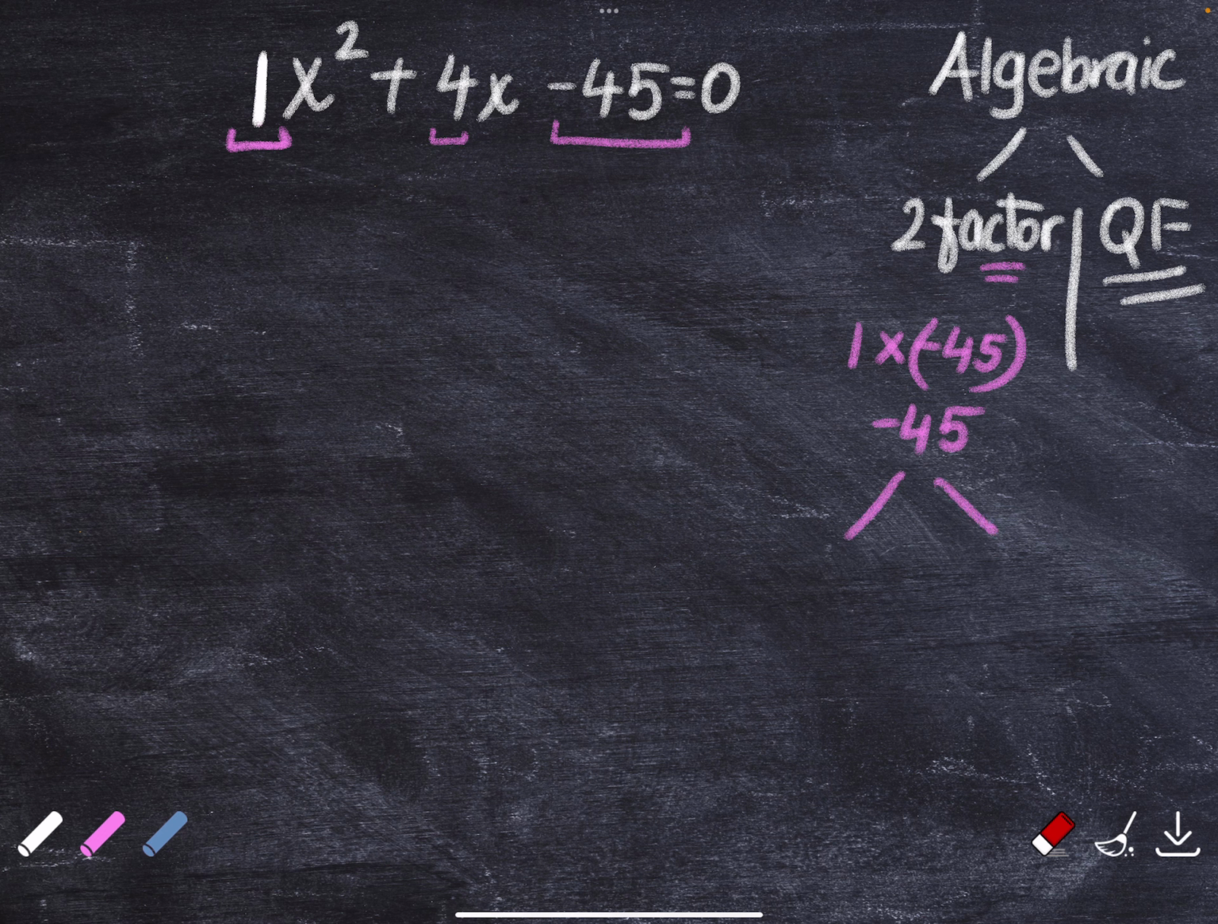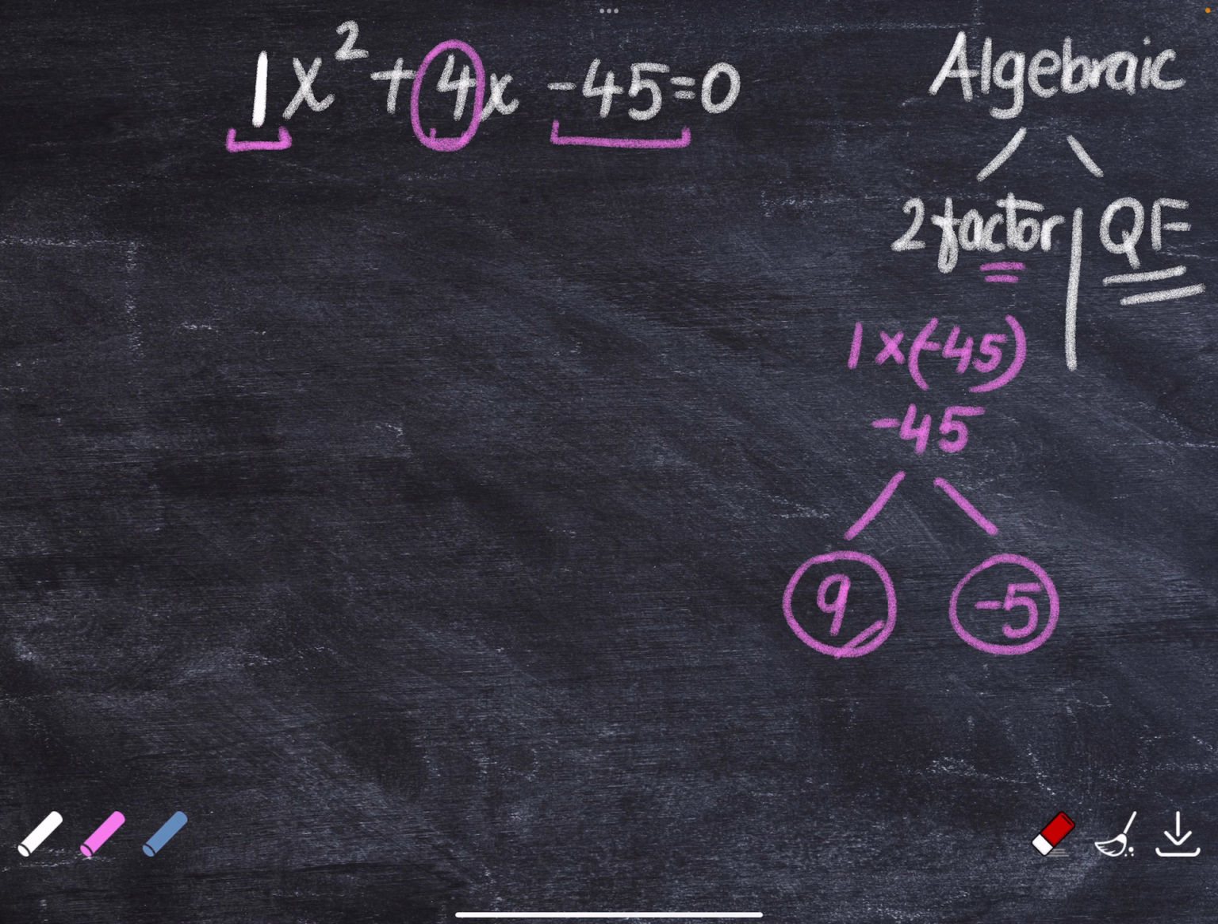Now comes my thinking part. Think about two numbers which, when multiplied, give me negative 45, but which, when added, give me the middle number. There are only two numbers that satisfy that condition, and those two numbers are 9 and negative 5. Let us see how that is possible. 9 times negative 5 is negative 45, and if I do 9 minus 5, I get positive 4, which is the middle term.